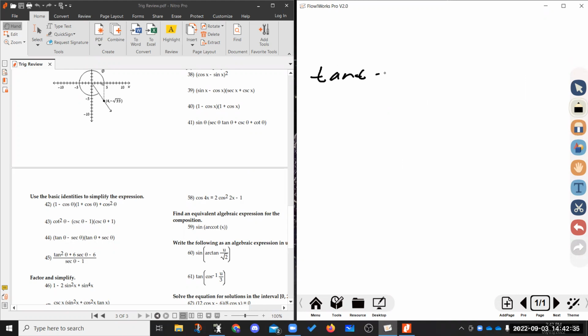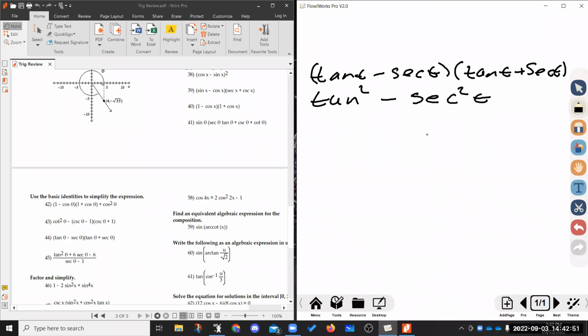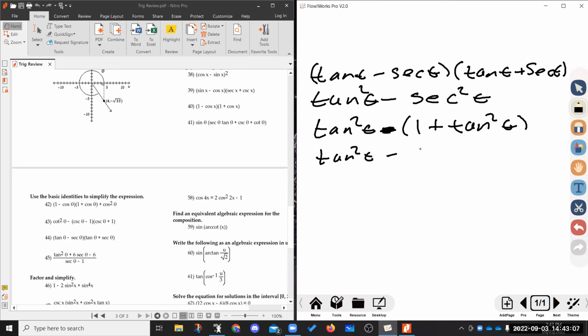Tangent of theta minus secant of theta, in parentheses, times tangent of theta plus secant of theta is going to be tangent squared minus secant squared. I'm going to use the identity that secant squared is equal to 1 plus tangent squared. So it's tangent squared minus 1 minus tangent squared. And that's going to give me a -1 for an answer.